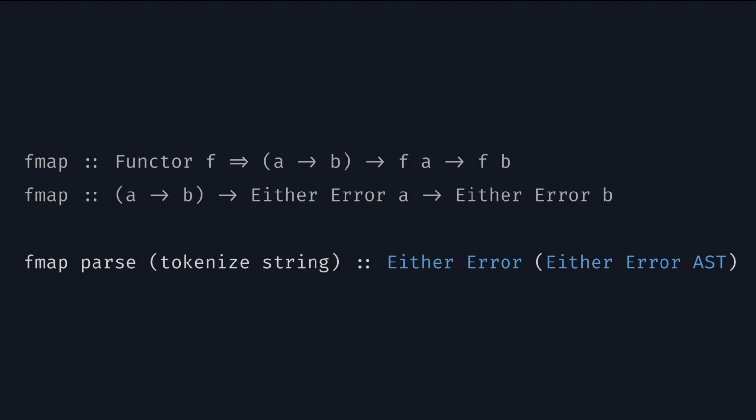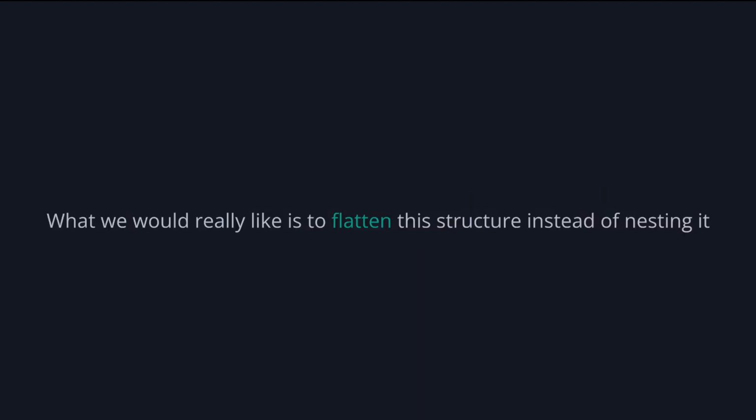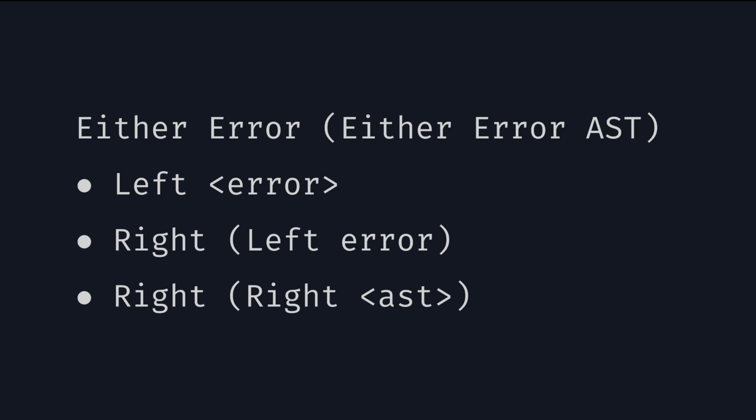While this code compiles, it's not great, because we are building layers of Either errors. We also cannot use this trick again with typeCheck, because typeCheck is going to expect an AST, but if we try to fmap it on what we have here, the A will already be Either error AST, which doesn't match with AST. What we would really like to do is flatten this structure instead of nesting it. If we look at the kind of values Either error AST could have, it looks something like this. It's either Left of an error, Right of a Left of an error, or Right of AST.